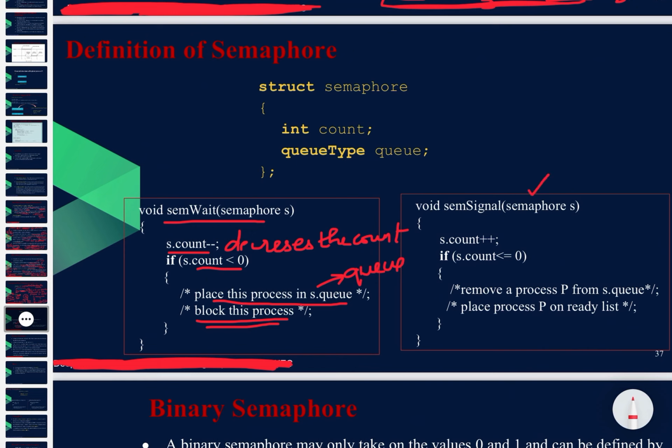Now what will signal do? Void sem signal (semaphore S) will increment the value, increase the value of count. If this condition occurs, that is the count is less than or equal to 0, then remove the process P from the queue and place the process on the ready list.